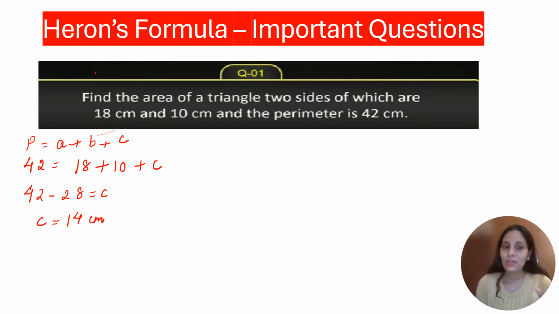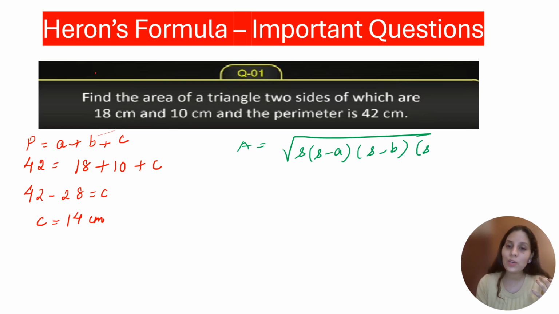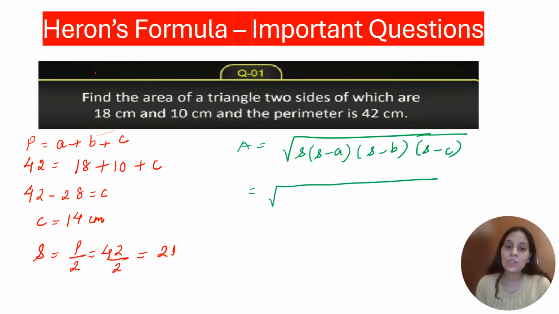Now we know the third side, and the perimeter is given. The area of a triangle is root over s into s minus a into s minus b into s minus c, where a, b, c are the sides of the triangle and s is the semi-perimeter. Semi-perimeter is half of the perimeter, so s is p by 2, which is 42 by 2, 21. Now substituting the values, root over 21 into 21 minus the first side into 21 minus the second side into 21 minus the third side.